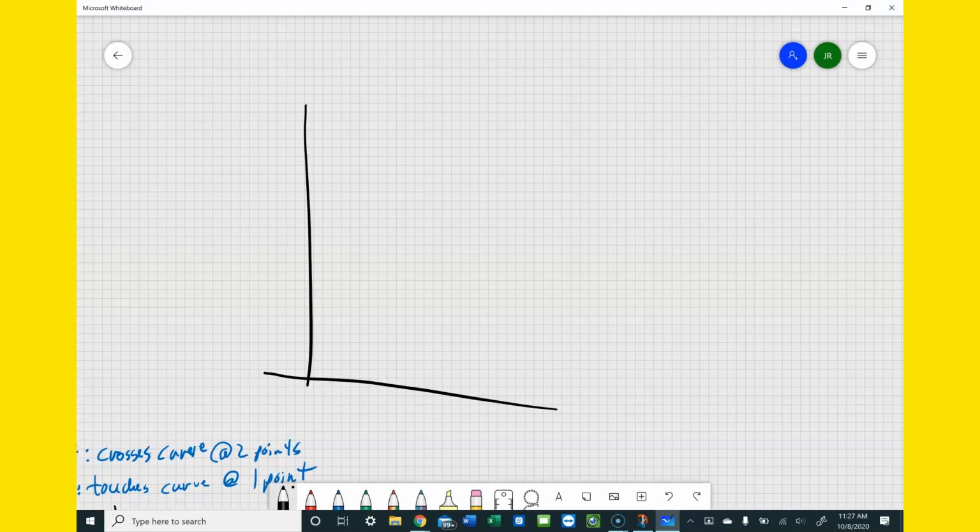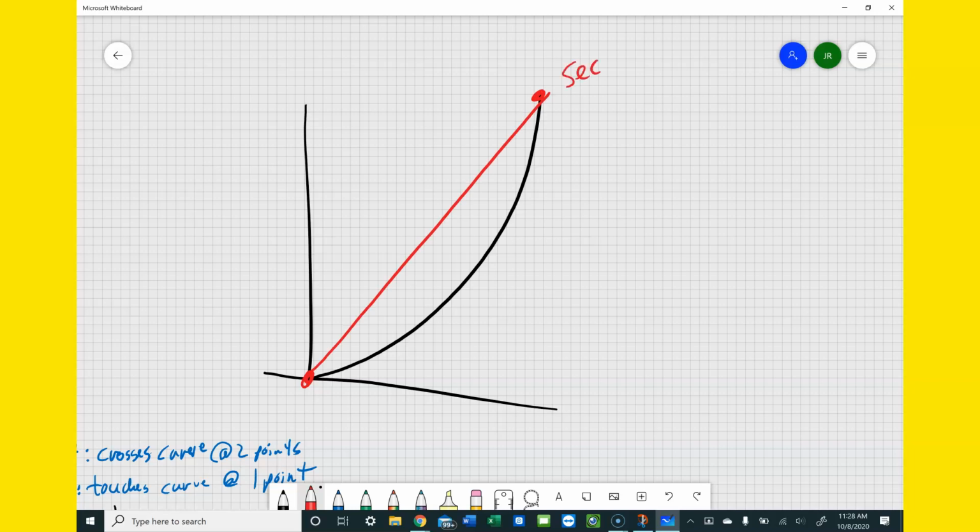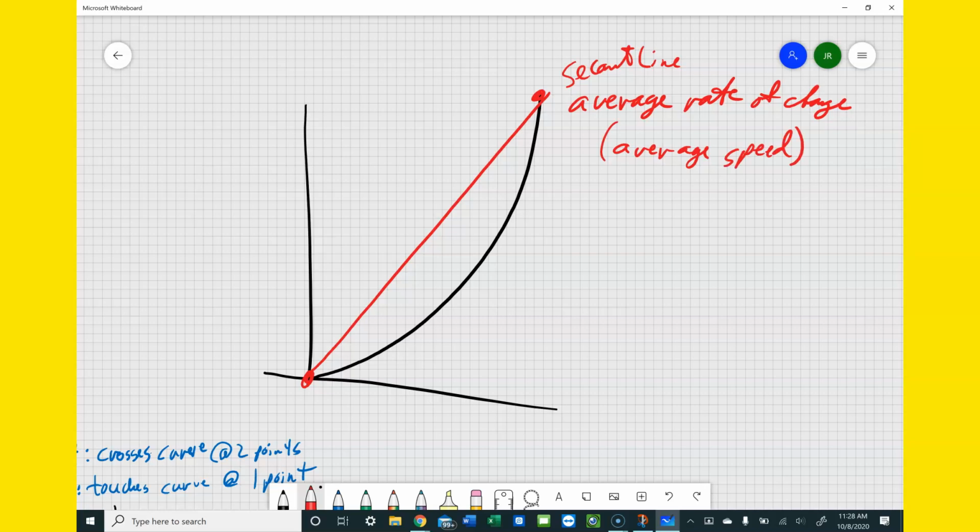All right, I want to take a closer look at that. The average speed is the slope of what we would call a secant line. The secant line is a line that passes through 2 points on the curve. Find the slope of that secant line, and you've found the average rate of change. So if this is a distance function, the average rate of change might be the average speed. It doesn't always have to be speed, but for that example, we're talking about speed.